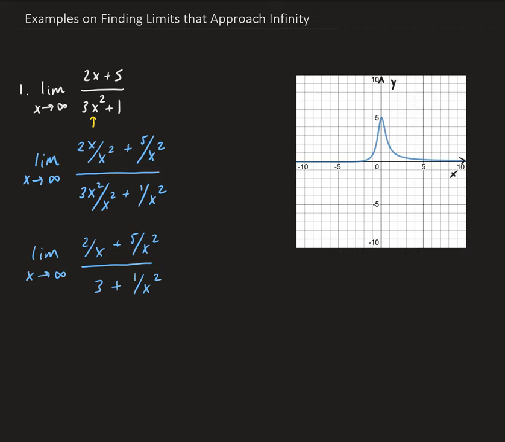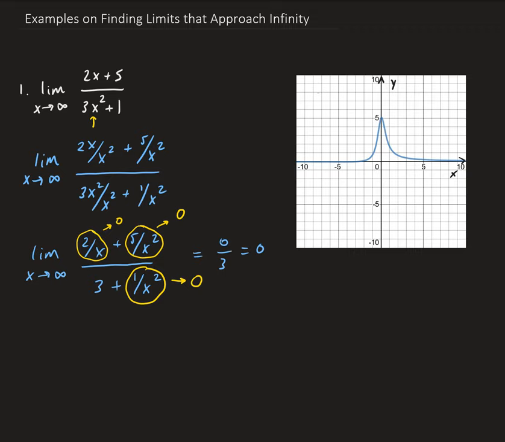Looking at this term, as x approaches infinity, 2 over x is going to approach 0. Same thing with this one, we have 5 over x squared. As x gets larger in the denominator, the overall result will approach 0. And this term also, we have 1 over x squared. So as x approaches infinity, this is going to go to 0. So basically, we are left with 0 over 3, and this gives us 0.